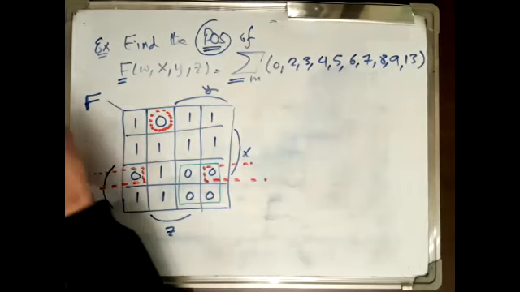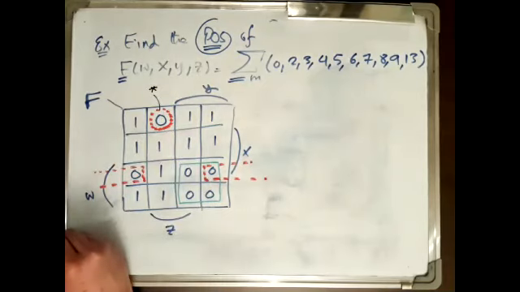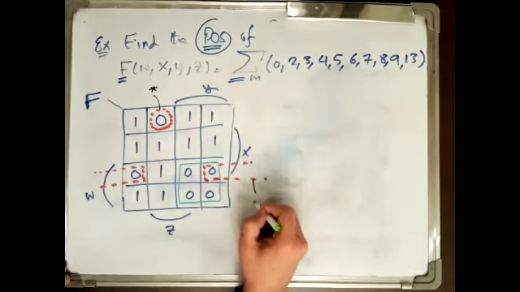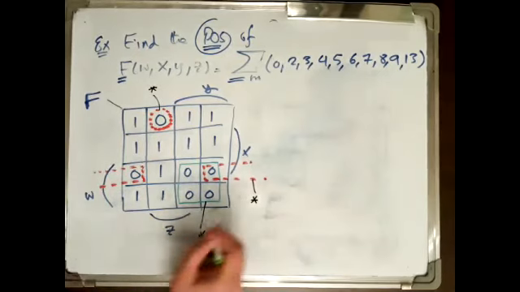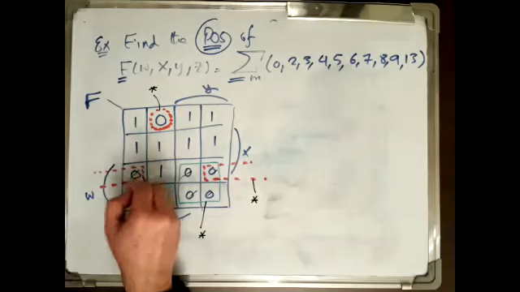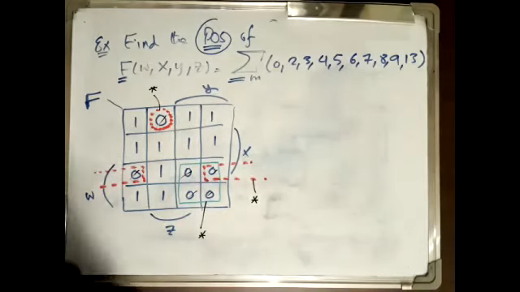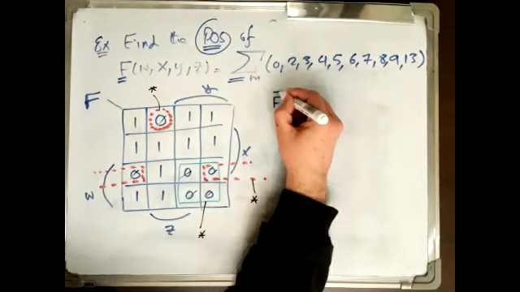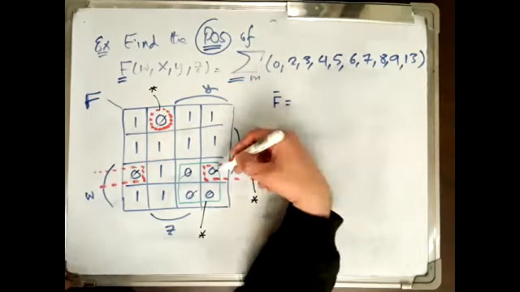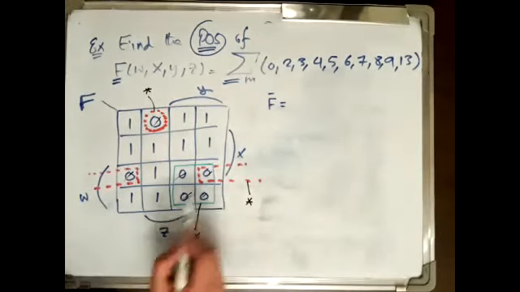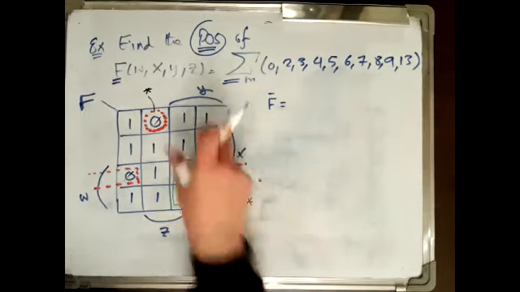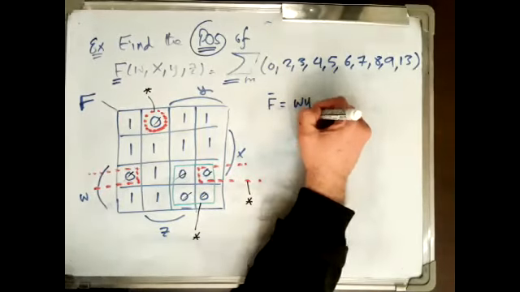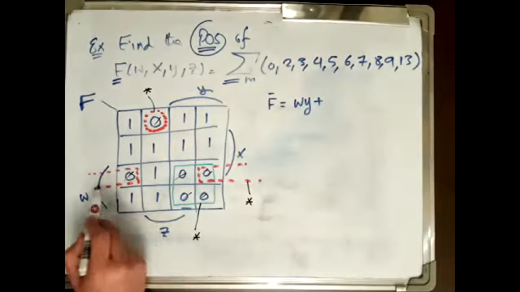Which of these is essential? This one is essential, right? This one is essential, and this one is also essential. The three of them are essential. If you use all of them, you will cover all the zeros, and you need to use all of them because they are essential. So what will be F bar? Now we are talking about F bar because these are the prime implicants of F bar. What is the logic expression for the green square? Very quickly. It is W Y, right?